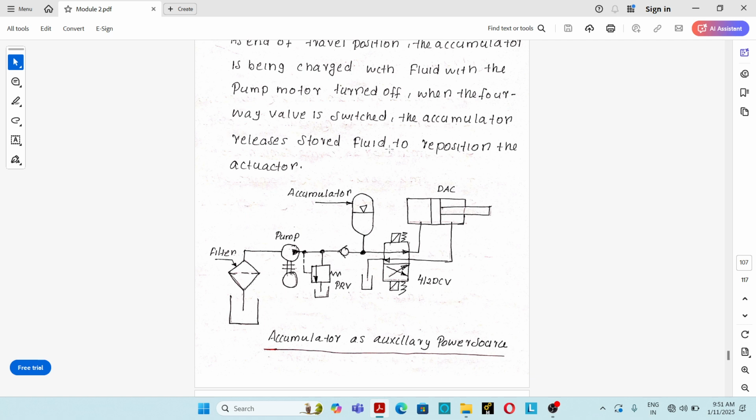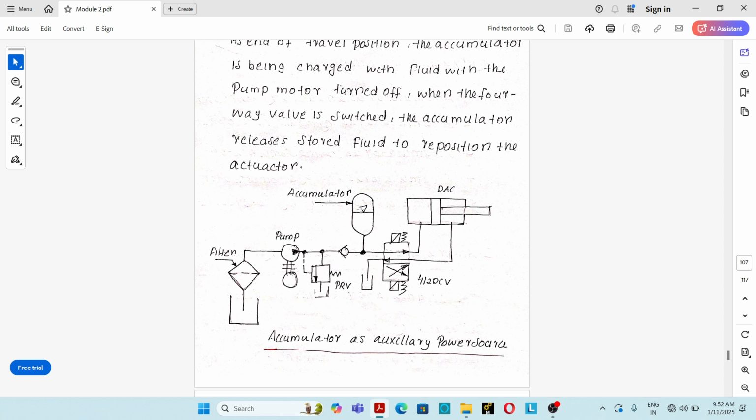So this is a simple circuit which explains how the accumulator acts as a secondary power source or an auxiliary power source. See here, during the idle period of the hydraulic actuator, the hydraulic oil will be supplied to the accumulator.